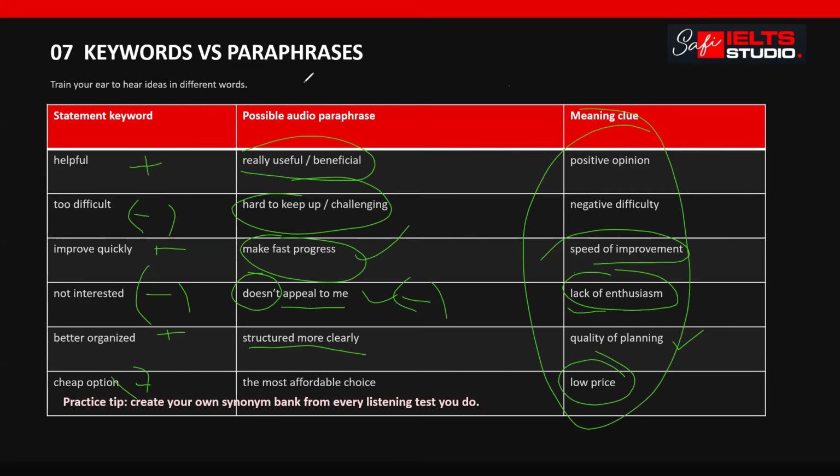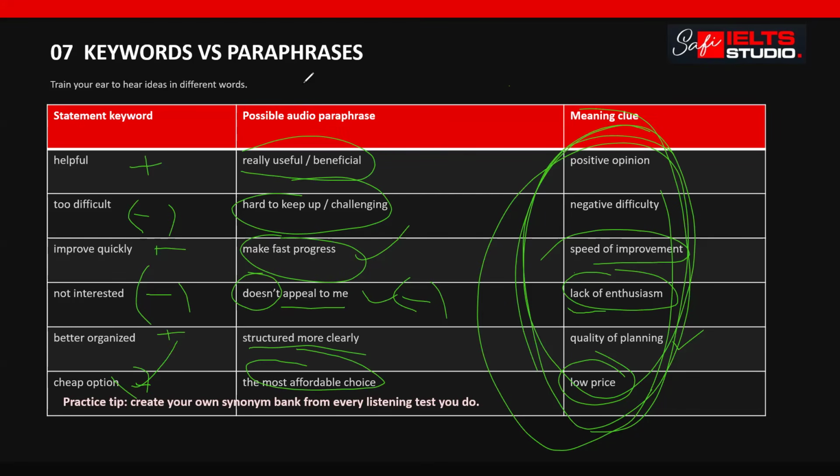Options provided to you, clear options available on your screen. So make sure you get the clues. What are the clues? Either it talks about the lack of enthusiasm, it talks about quality of planning, it talks about price, it talks about opinion. Like for example, the most affordable choice. Cheap option, the most affordable choice.